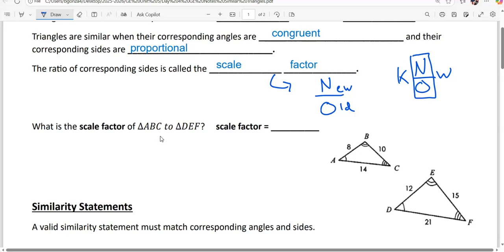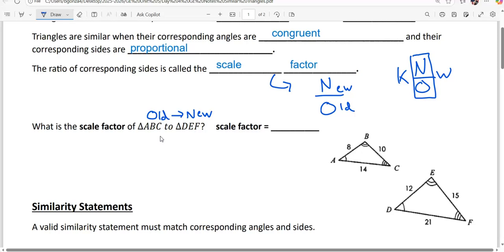Because it says, what is the scale factor of ABC to DEF? You always go from the original to the new, from the old to the new. You always start at the original, and you end up at the new.